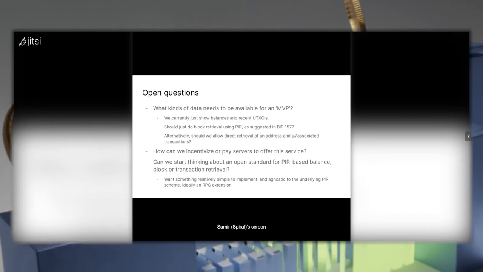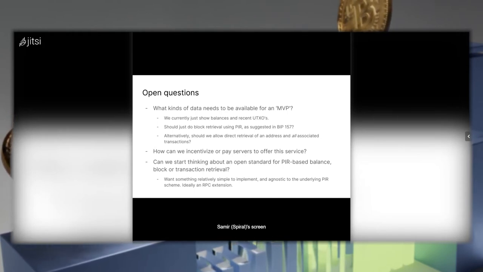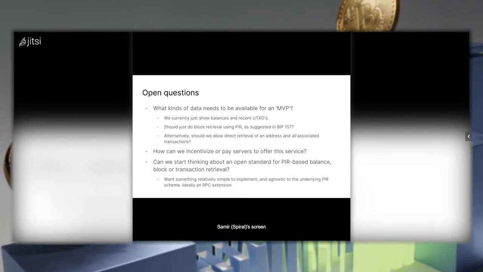I see. So the big situation here is that for Wasabi Wallet, we would want, as an MVP for us to work, the amounts simply wouldn't be enough. Right. Our users, they want proof.